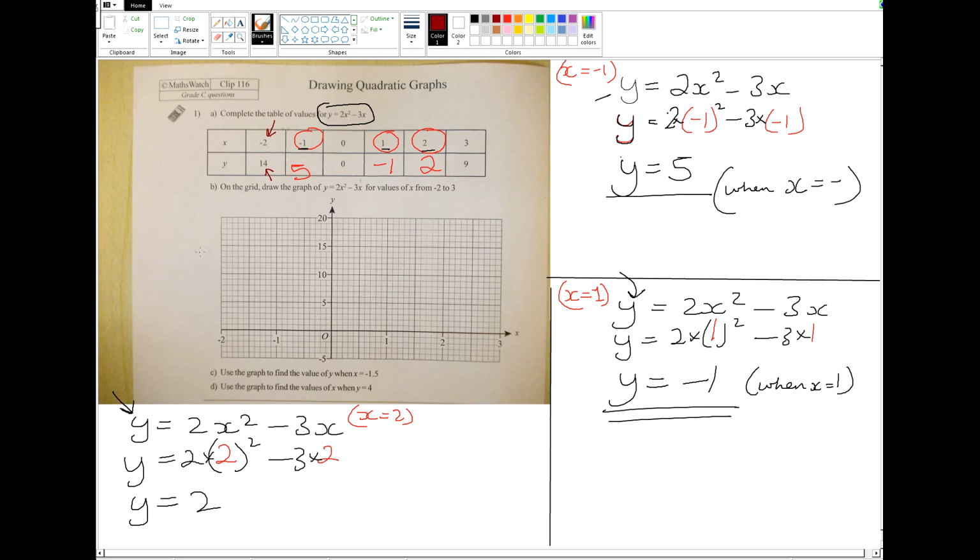Okay, now 14 is going to be here. Minus 1 is going to be 5. 0 is going to be 0. And 1 is going to be minus 1. And 2 is going to be 2. And 3 is going to be 9. So you should get those points.